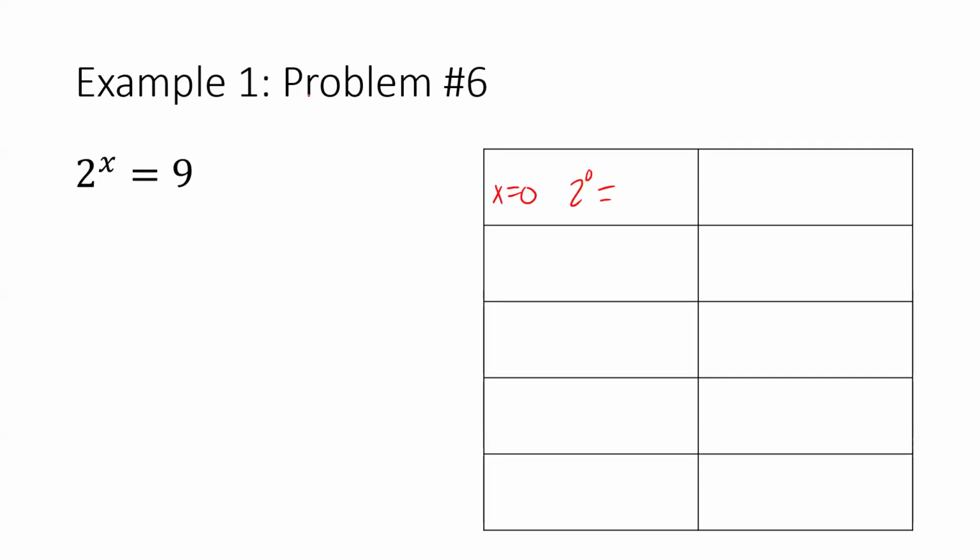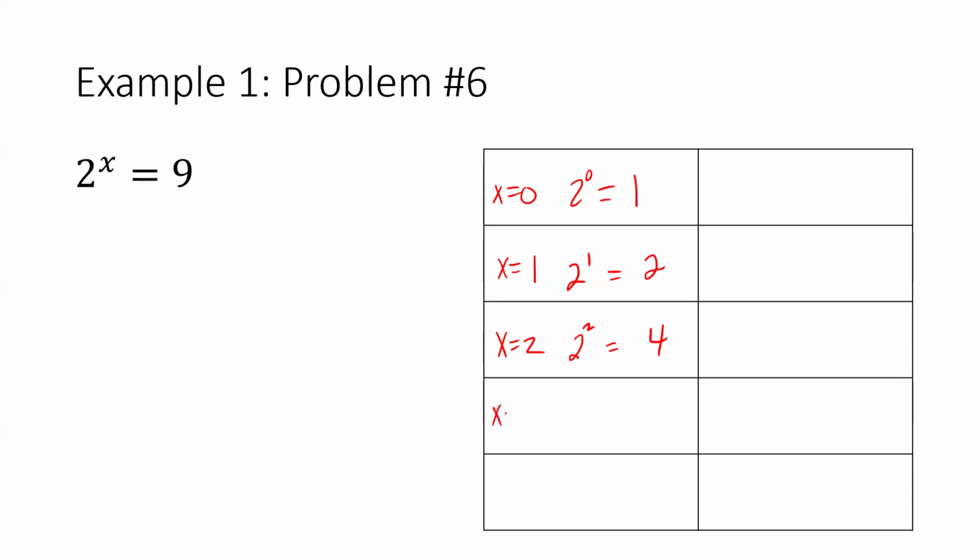Example 1, problem number 6 from your practice. What does the power of 0 do? Makes everything 1. Okay, if we let x equal 1, that means we have 2 to the 1, which equals itself, right? 2. If we have x equals 2, that's 2 to the 2. What does that equal? 4. Are we at 9 yet?